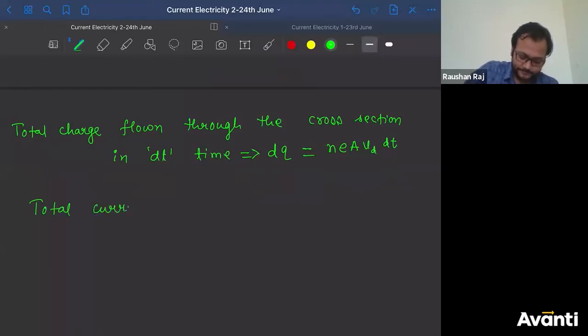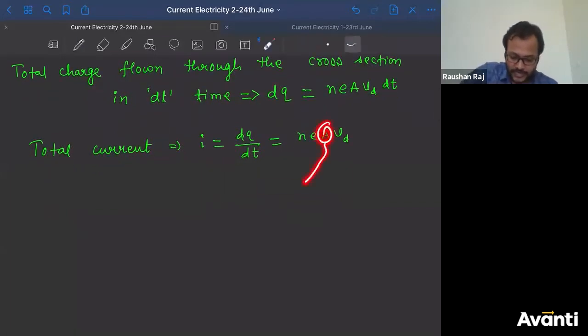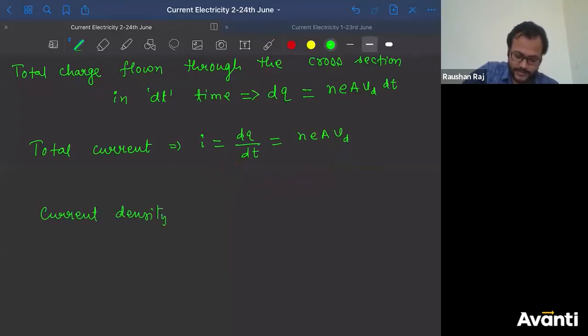Now tell me, if I ask you to find the total current flowing through it, what will be the current? dq divided by dt, the charge flown in dt time. So what will be the answer according to this? Can I write this will be n into e into A into vd, as dt will get cancelled. If I take A to the left hand side, current density J is equal to I divided by A, and I divided by A will be equal to n e vd.